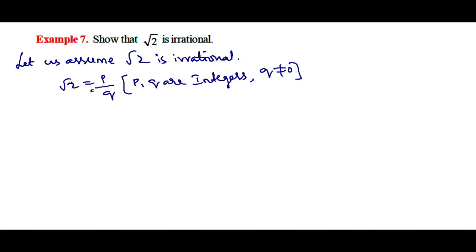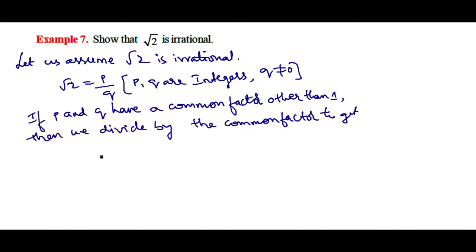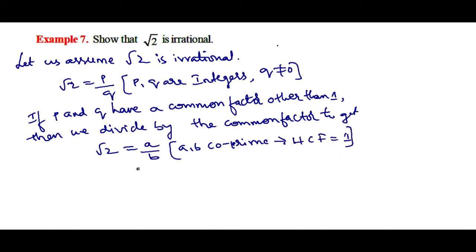So root 2 I am taking as p by q, and I write the condition for p and q. Now if p and q have a common factor other than 1, then divide by the common factor. Root 2 is equal to a by b. So a and b are co-primes. If they are co-primes, their HCF will become 1. Now you can take root 2 is equal to a by b as the first equation.